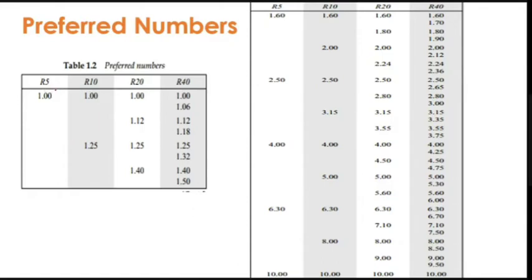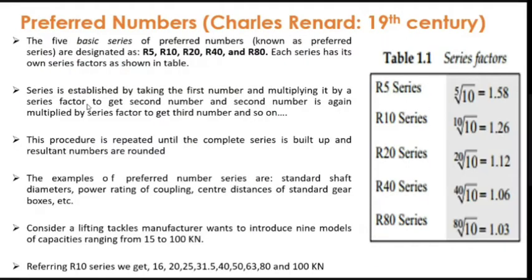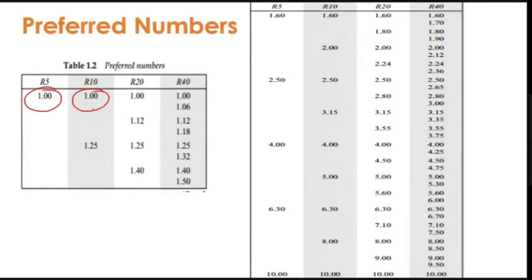Okay, let us say the first number is R5. Let us select the first number 1.0 for R5. Then let us say for R10, again 1. Now from this one, I will get 1.25. How? What is the series factor of R10? Let us say 1.26. So you multiply this 1.26 by 1, you will get approximately 1.25. Then for R20, again you go on multiplying. For R40, again you go on multiplying. So in this way, you just go on multiplying and just go on increasing.